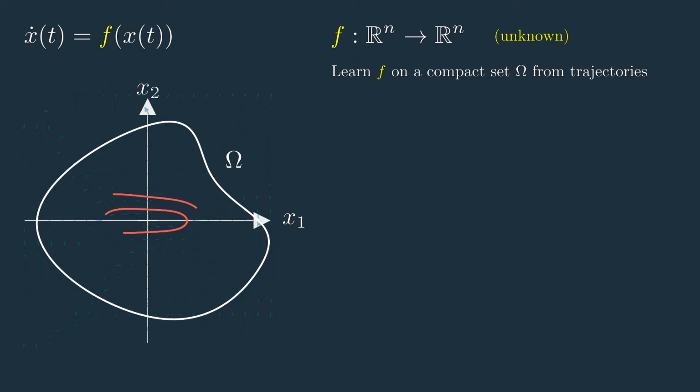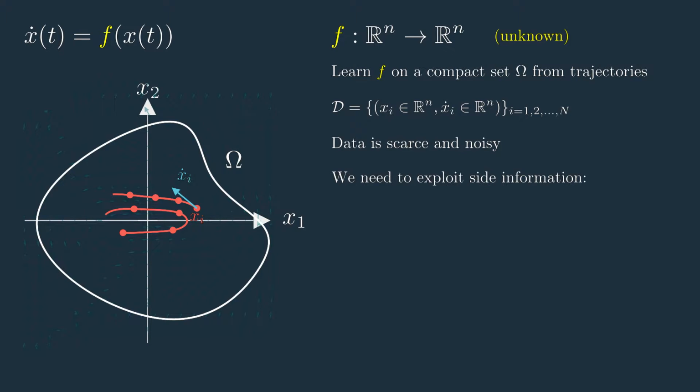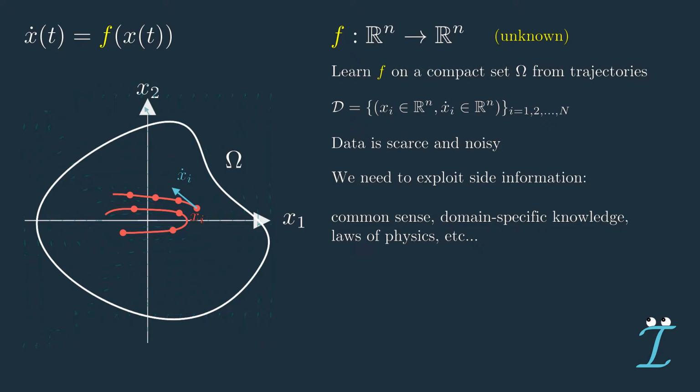More specifically, I have access to some measurements of the state variables and their time derivatives. I'm going to assume that my measurements are scarce and noisy, so I need to exploit what I call side information. By side information, I mean any information you might have about the dynamical system in addition to the trajectory data. It could come from common sense, some domain-specific knowledge, laws of physics, etc. Whenever I bring up side information, I'm going to call on the side information guy, and his job is to give me the side information that I need one by one.